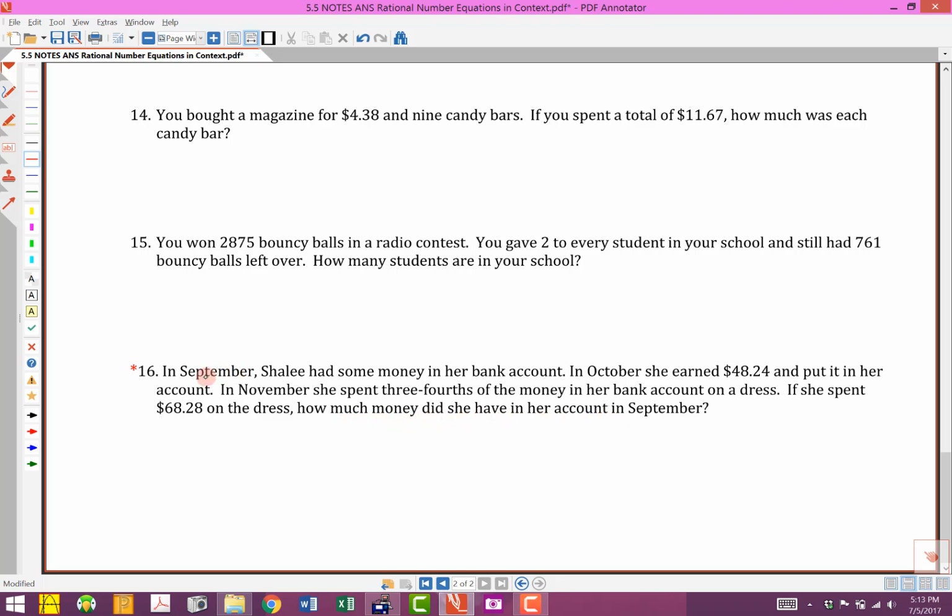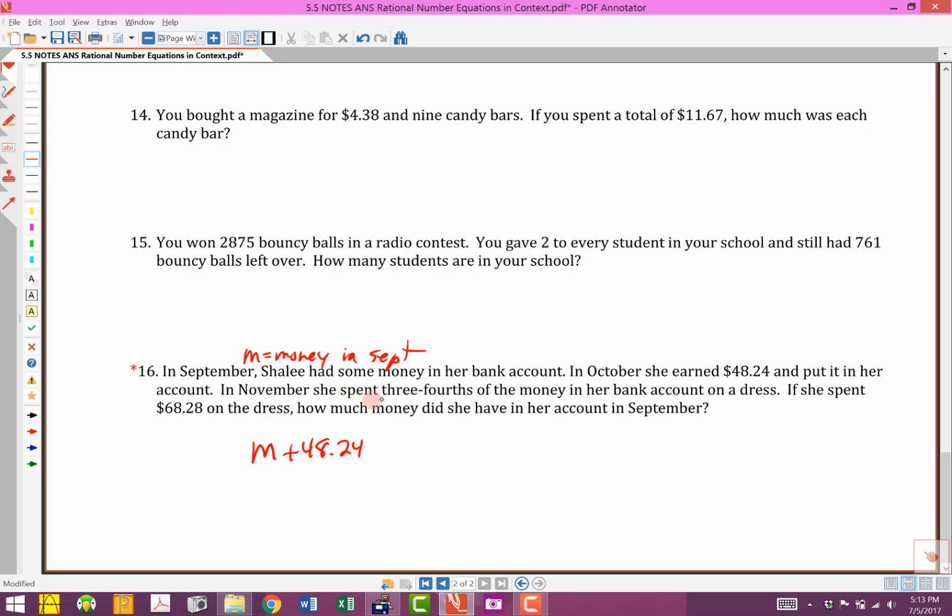Okay, so she had some money in her account. We don't know how much she had in there, so let's use M for money in September. In October she earned some money and put it in her account. So if she had this much money in September, in October she earned $48.24, so we would add that to the bank account. This is how much she would have at the end of October.